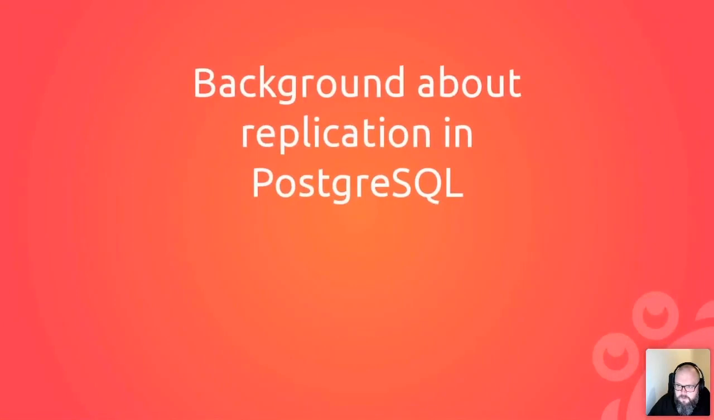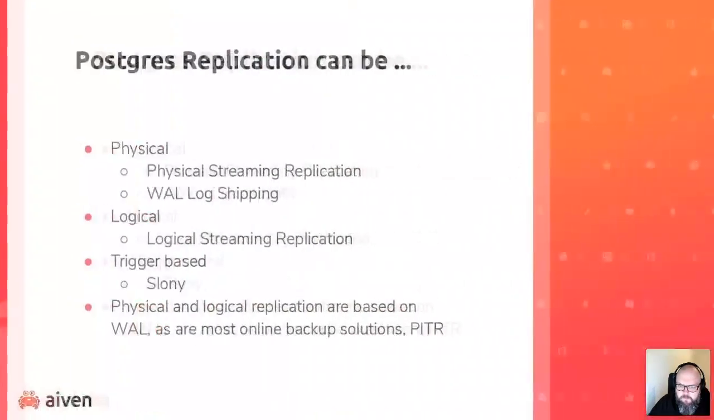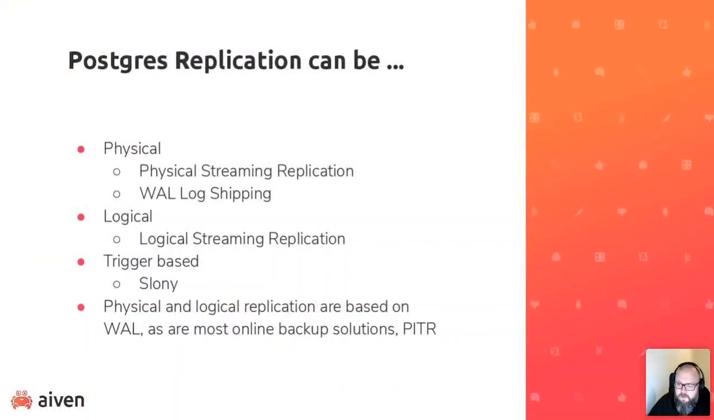So first off, some background about how replication has been done in Postgres. On a high level, replication in Postgres can be achieved in three different ways. First, physical replication through streaming replication or WAL log shipping. Second, logical replication, or third, trigger-based, like Slony. Physical and logical replication are based on write-ahead logs, as are most online backup solutions and point-in-time recovery.